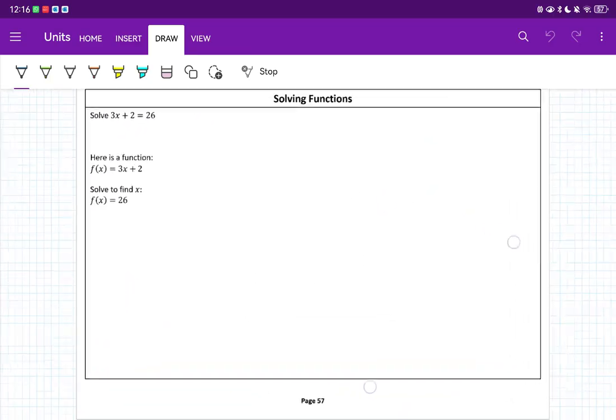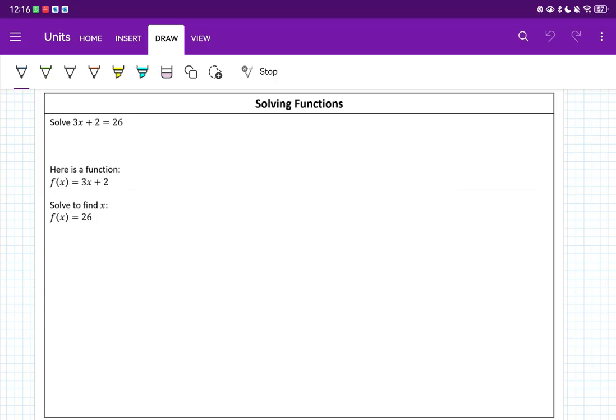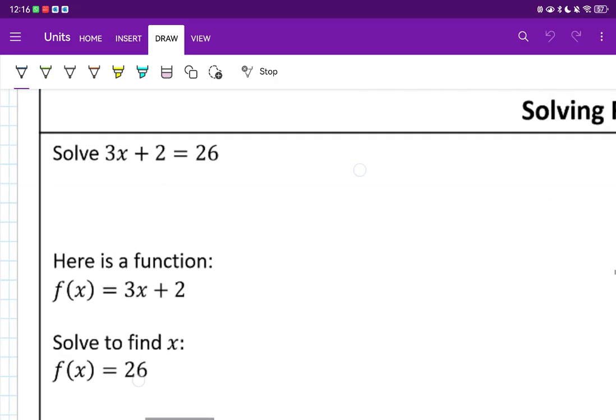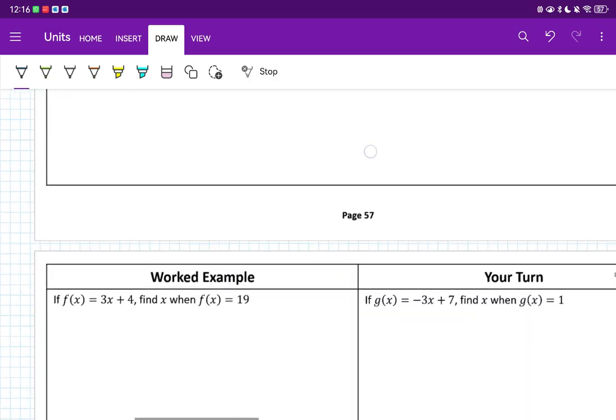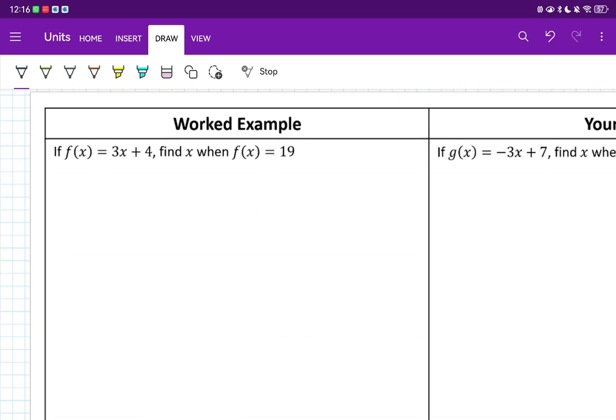Right, solving functions. So this is very much like solving equations. We could state it as follows: solve 3x plus 2 equals 26. Or we could define this expression as the function f of x and say solve f of x equals 26. So for example, this translates as saying f of x, which is 3x plus 4, make that 19. And therefore solve it. So subtract 4 from both sides, divide by 3.